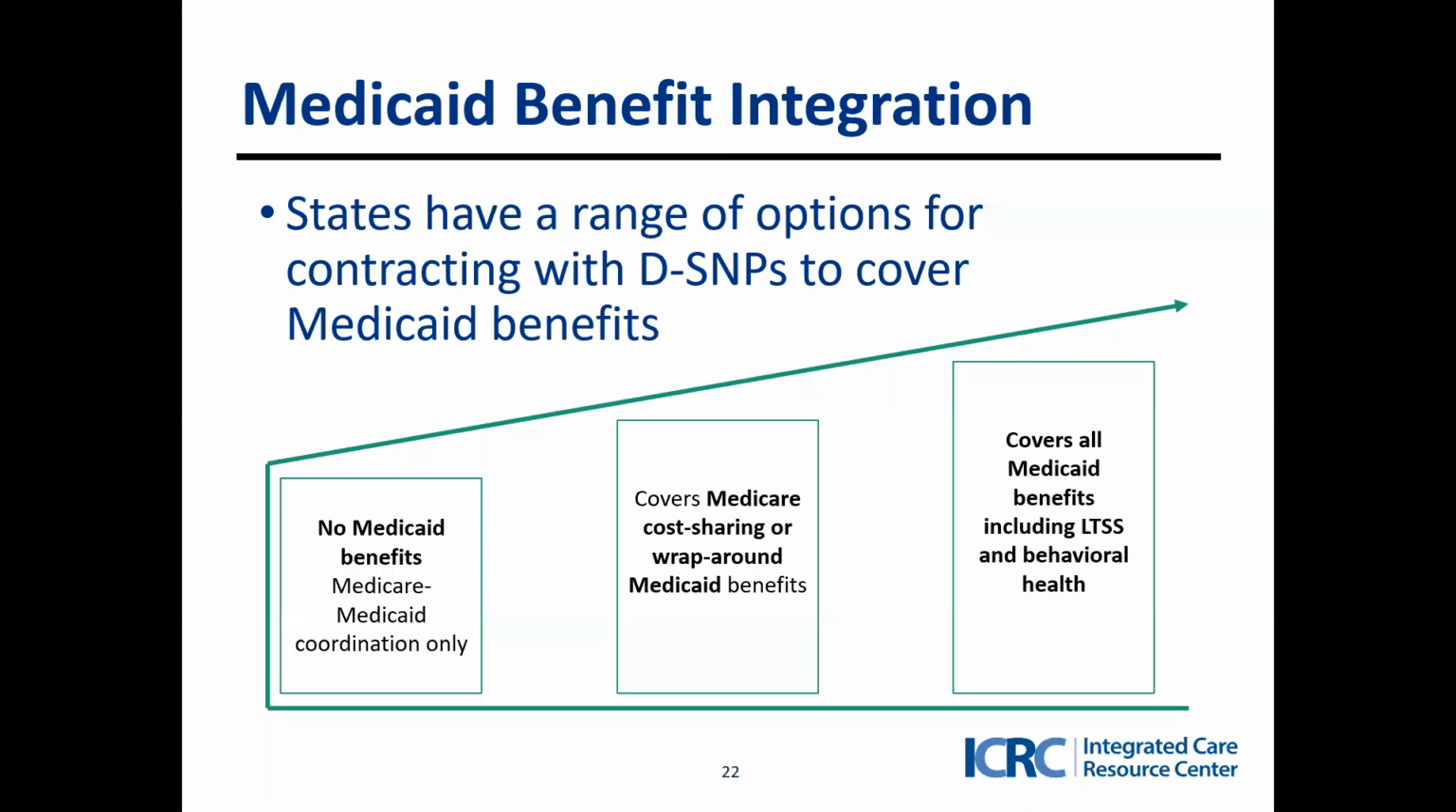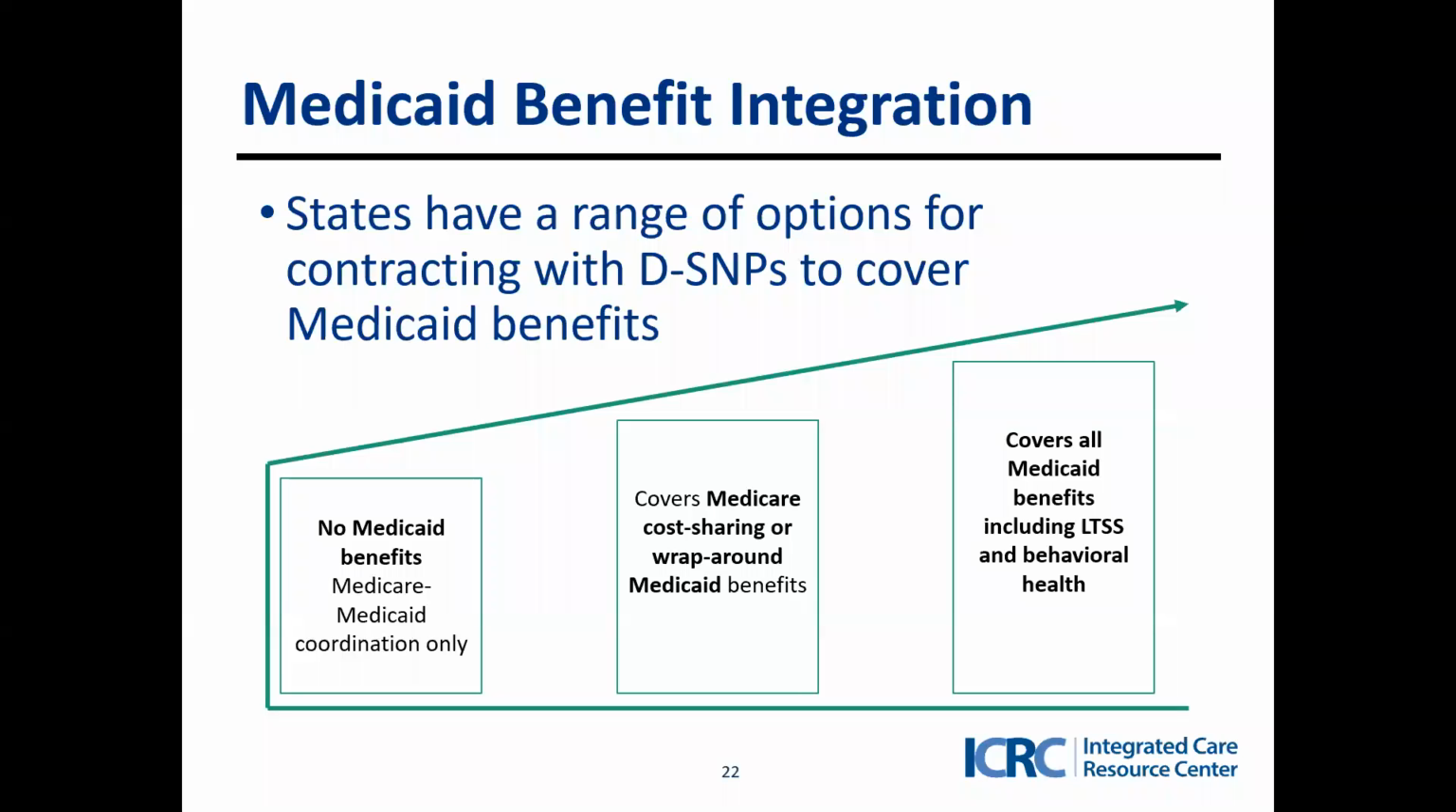As I mentioned earlier, coordination across Medicare and Medicaid services is a minimum requirement for D-SNPs. So the base, so to speak, D-SNP contract will include state-set requirements for Medicare, Medicaid coordination without any coverage of Medicaid benefits. The second tier of D-SNP contract sets out requirements for the D-SNP to cover Medicare cost sharing or wraparound Medicaid benefits. And the third and most integrated type of D-SNP contract covers all Medicaid benefits.